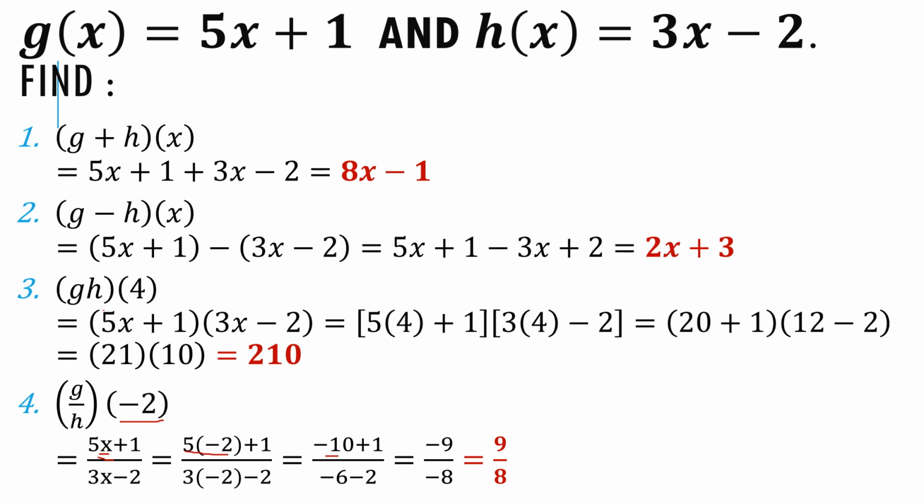The answer is negative 10. Copy lang yung 1. Negative 10 plus 1 is negative 9. Next, so 3x. 3x times negative 2, or 3 times negative 2, the answer is negative 6. Minus 2, copy lang yung negative 2. The answer is negative 8. Always, okay class, always na dapat nakasimplify yung answer natin. So dito, negative 9 divide negative 8, final answer is 9/8.